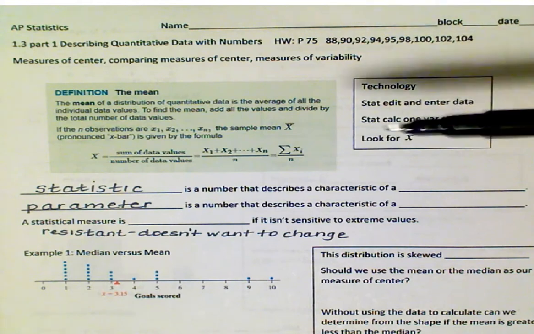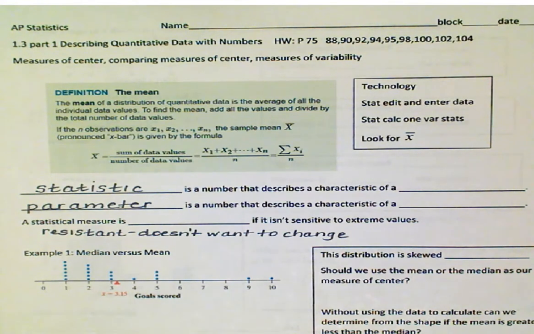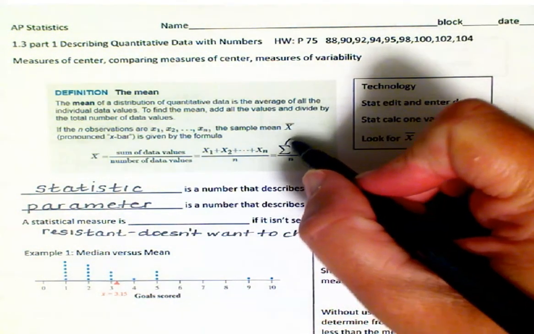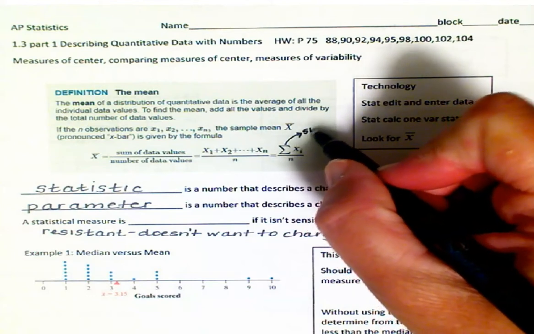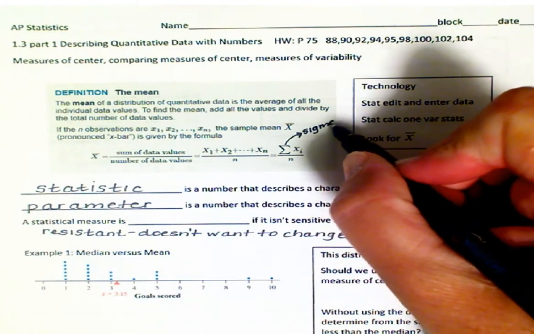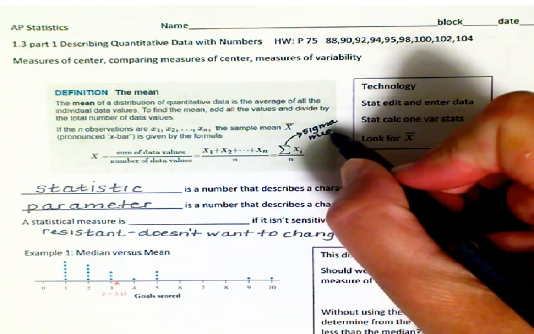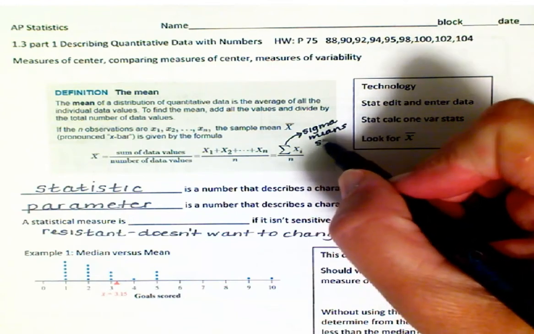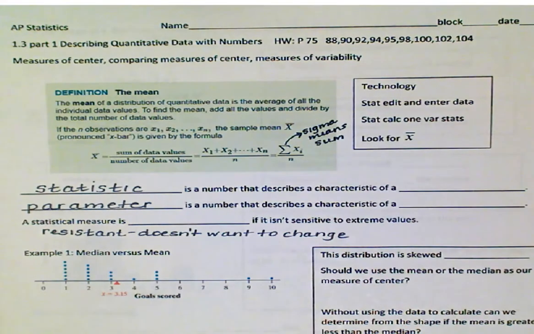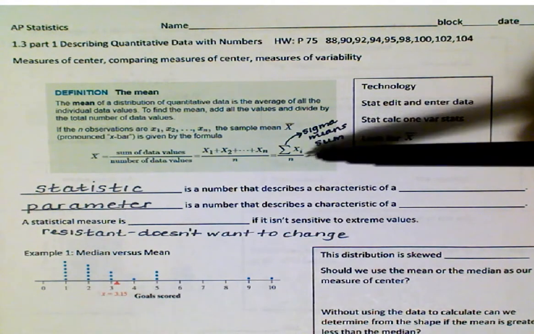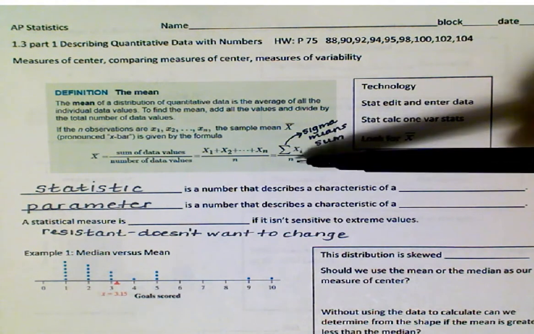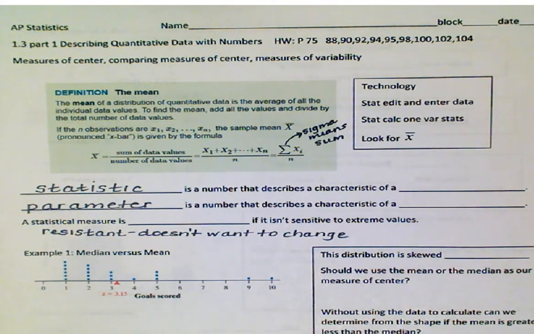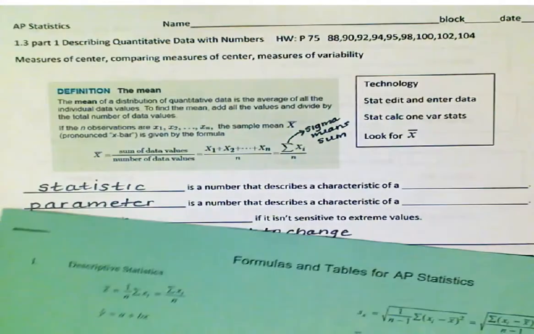And so this is what you would see on the formula sheet. This is the Greek letter sigma, and sigma means sum. So what this formula is telling you is you want to find the sum of all the values and then divide by the number of values. This formula is on the formula sheet. I'm going to show that to you.